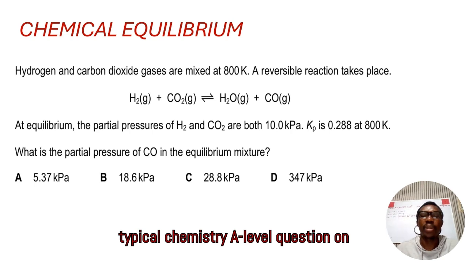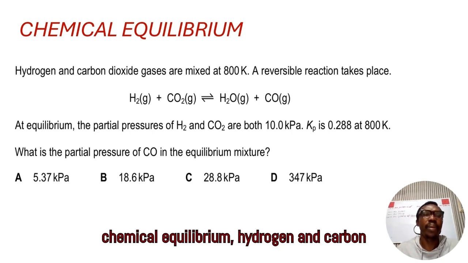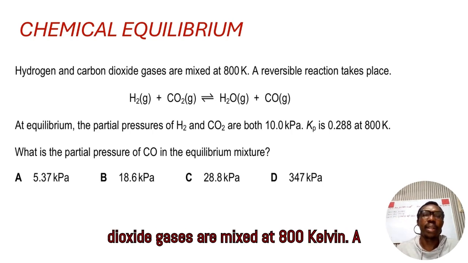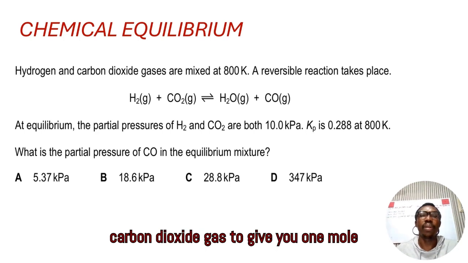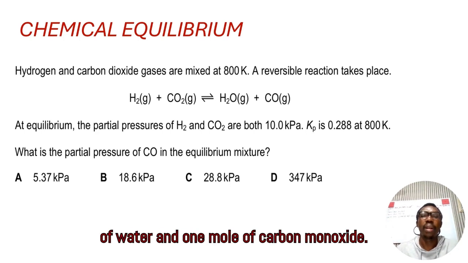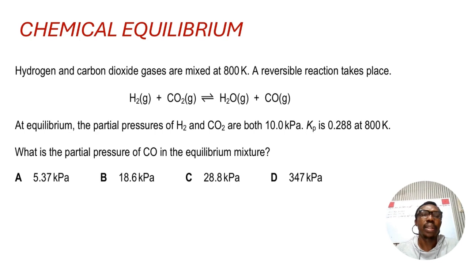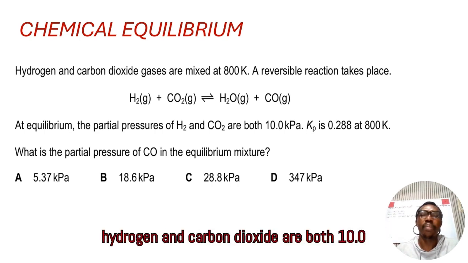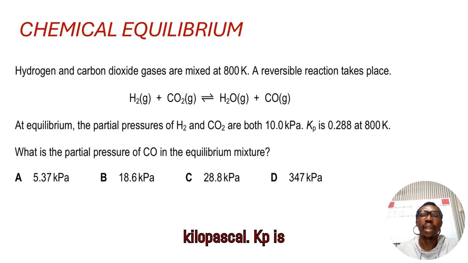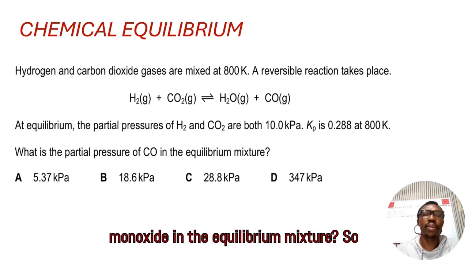I'm back with my lectures, still on chemical equilibrium. Before us is a typical chemistry A-level question on chemical equilibrium. Hydrogen and carbon dioxide gases are mixed at 800 Kelvin. A reversible reaction takes place. 1 mole of hydrogen reacts with 1 mole of carbon dioxide gas to give you 1 mole of water and 1 mole of carbon monoxide. At equilibrium, the partial pressures of hydrogen and carbon dioxide are both 10.0 kilopascal. Kp is 0.288 at 800 Kelvin. What is the partial pressure of carbon monoxide in the equilibrium mixture?